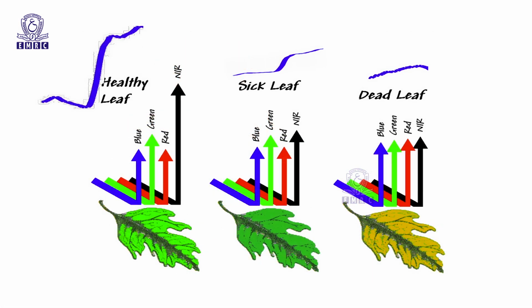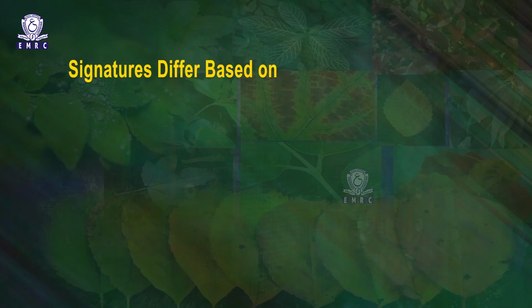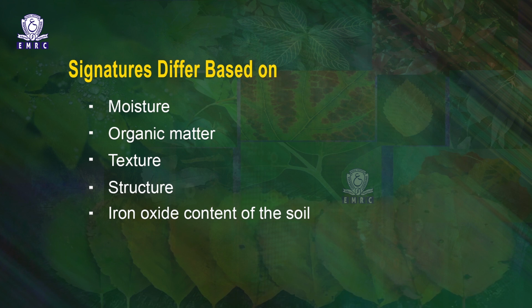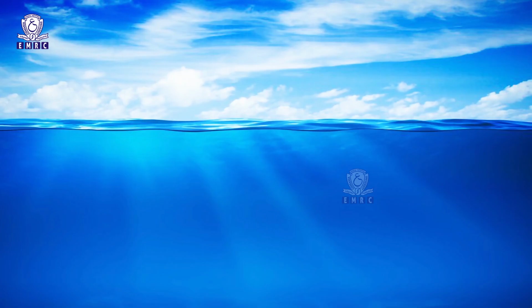The shape of the vegetation reflectance spectrum varies with vegetation types, soil moisture content, physical, chemical characteristics and health conditions of the plant. Soil reflectance is high in near-infrared and SWIR regions of the electromagnetic spectrum. These signatures differ based on moisture content, organic matter, texture, structure and iron oxide content of the soil. Water has higher reflectance in the visible region of the electromagnetic spectrum.